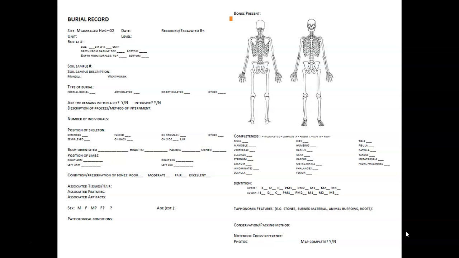I've already talked about the importance of documentation. So here's the form that we use for a burial record. You can see that there's a lot of details that need to be recorded, and how we figure out some of these attributes of the skeleton, such as sex and age estimation, I'll talk about subsequently here.